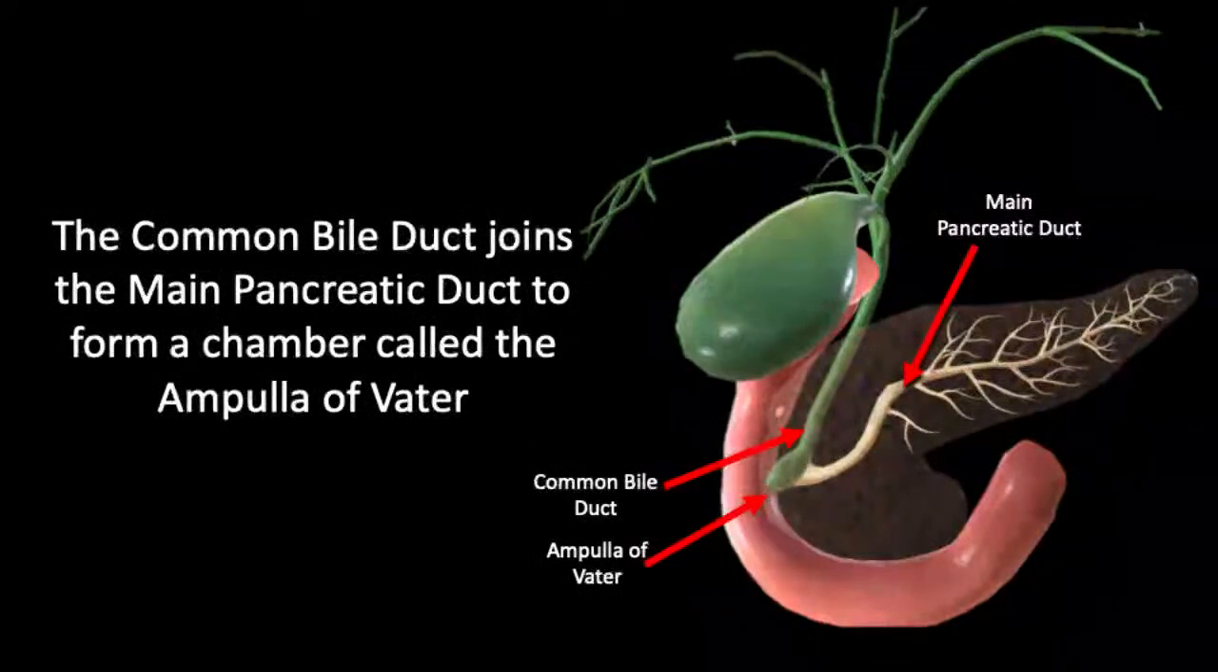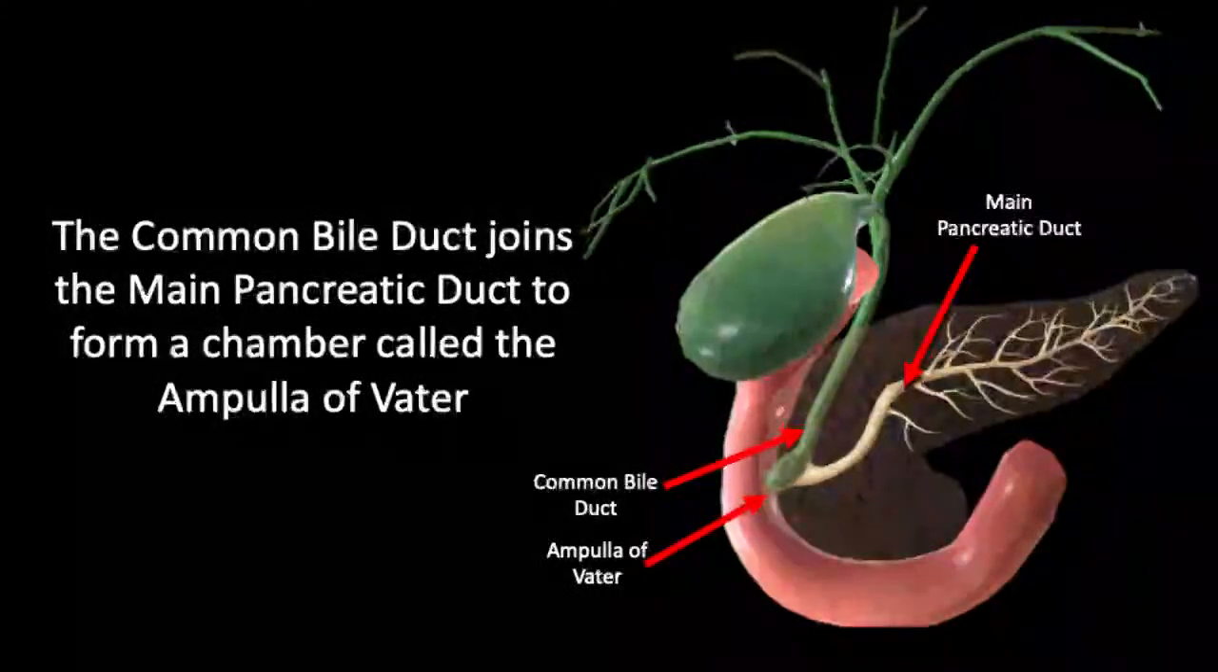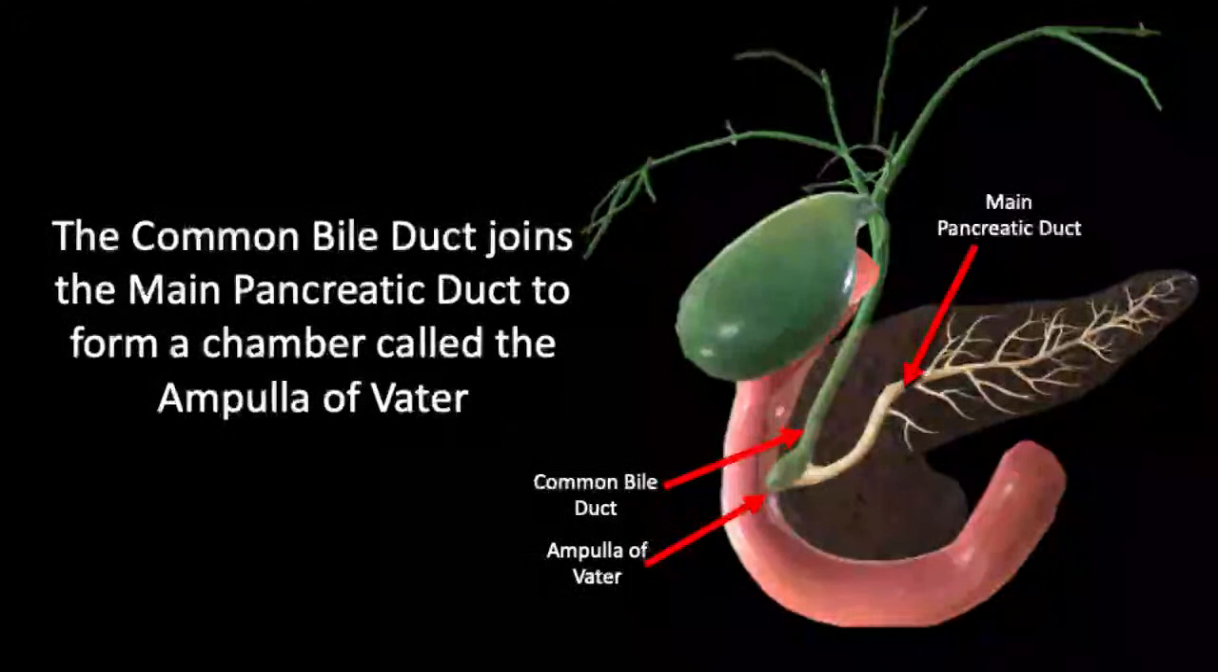And then, as it progresses down on its journey towards the duodenum, it's met and joined by the main pancreatic duct to form a chamber called the ampulla of Vater. And it is this that opens on to the second part of the duodenum.